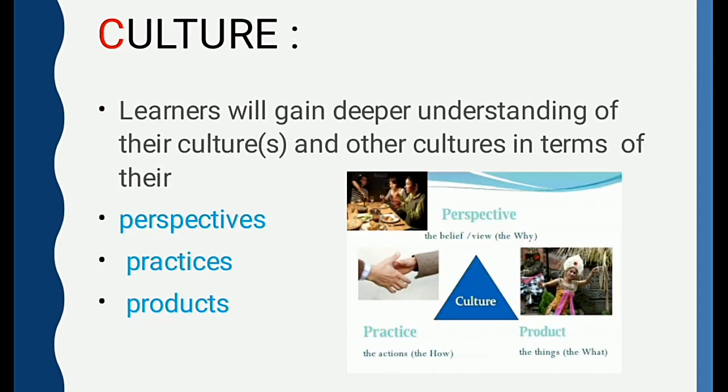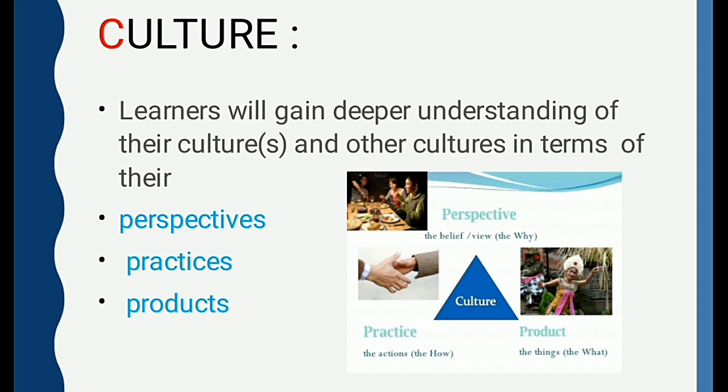The second goal area of this approach is called cultures, and it is based on the idea that a foreign language cannot be taught without its culture, because culture provides the contextual clues for appropriately using the language. Within the standard-based approach, culture is composed of 3 elements: perspectives, practices, and products.